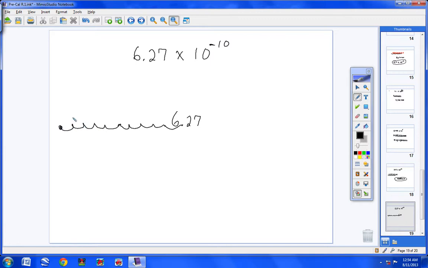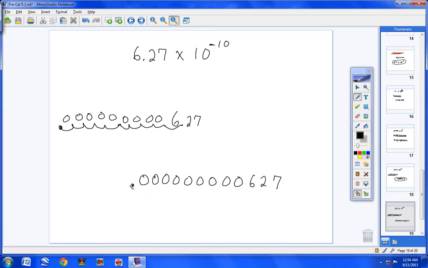So there's your decimal. Again, I'm not trying to be super neat. I guess that's obvious, but there we go. So we should have 9 zeros, point, and then 6, 2, 7. And there's your decimal. I hope you're getting this.